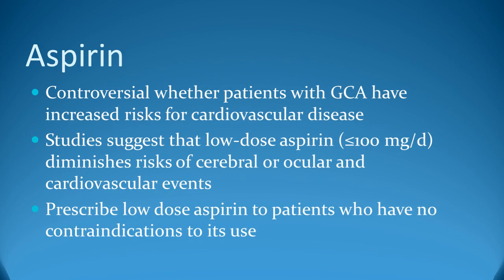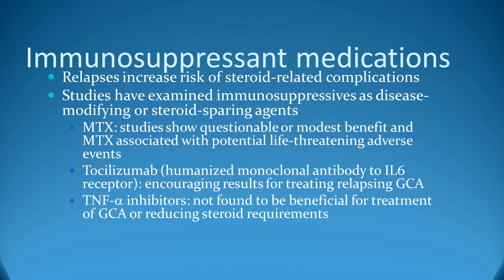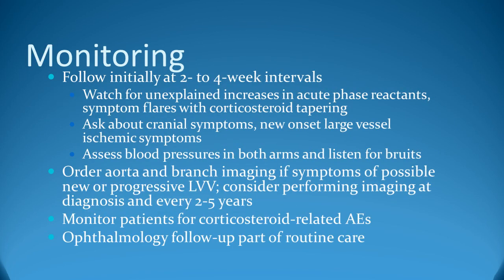Aspirin is controversial, as it is unclear whether patients with GCA have increased risk of cardiovascular disease. Prescribe low dose aspirin to patients who have no contraindication to its use. Among immunosuppressant medications, methotrexate is associated with potential life-threatening adverse effects. Tocilizumab is encouraging for treating relapsing GCA. TNF inhibitors were not found to be beneficial.